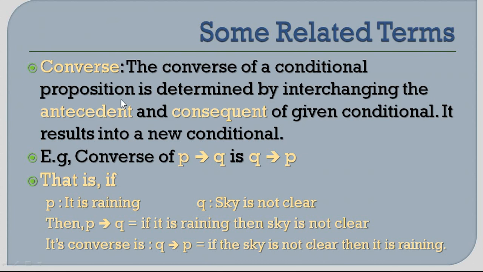You would have seen antecedent and consequent in the previous videos. They are nothing but P and Q: you mention P as the antecedent and Q as the consequent. P and Q are the first statement and second statement; statement 1 is the antecedent, statement 2 is the consequent. What it says is that it is determined by interchanging, that is, you interchange the statements. If I want to make you understand, I can give an example: the converse of P implies Q.